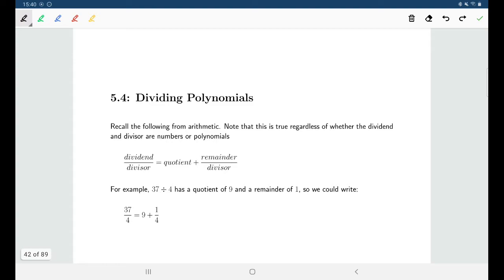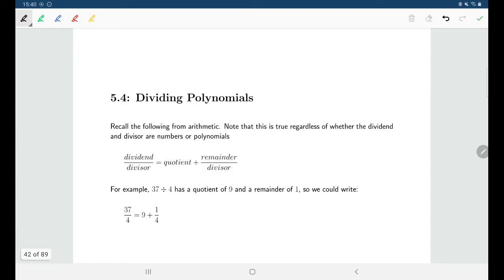Okay, so first off, just to remind ourselves when we're talking about dividing things, the thing that we're dividing into, that's called the dividend. The thing that we're dividing by, that's the divisor. So for example, if I were to say something like, what is 25 divided by 3? 25 is the dividend and 3 is the divisor.